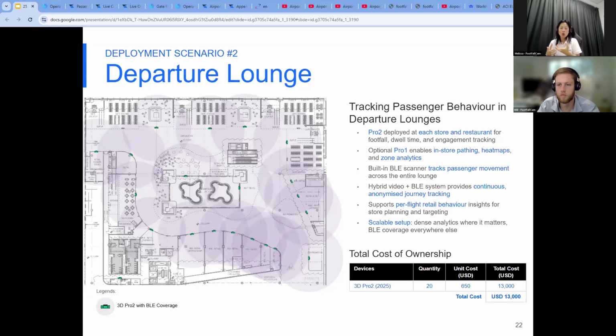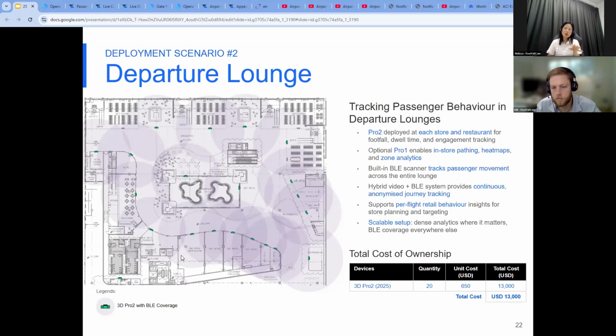what, when, and where. So in this example layout, each individual retail shop and restaurant, we equipped it with the Pro 2 device, or you can equip it with Pro 2 and Pro 1 device. So these units serve multiple functions. They count the footfall at the entrances to each of the shops. They count the number of people passing by. They also measure the dwell time inside the shop, path tracking, and also with optional Pro 1 unit.